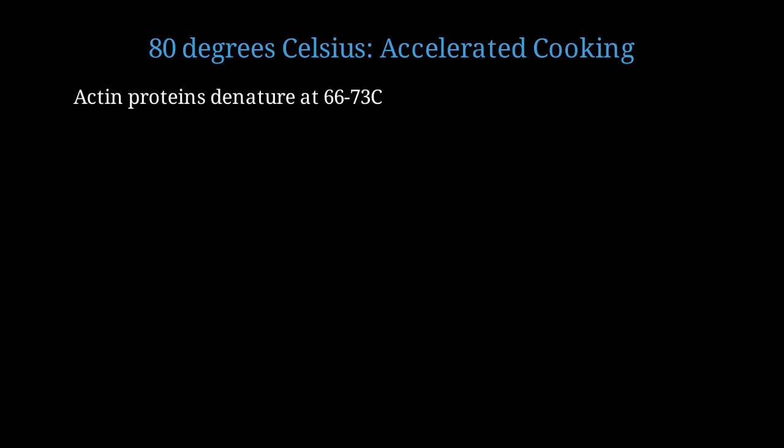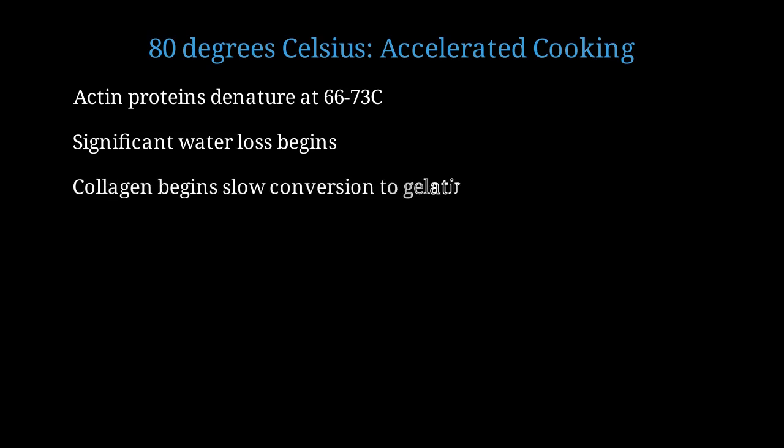At 80 degrees Celsius, we see much more rapid transformations in meat structure. Actin proteins, another major component of muscle, denature between 66 and 73 degrees Celsius. Significant water loss begins at this temperature. The meat contracts and squeezes out moisture. Collagen, the connective tissue, begins its slow conversion to gelatin, though this process takes many hours.